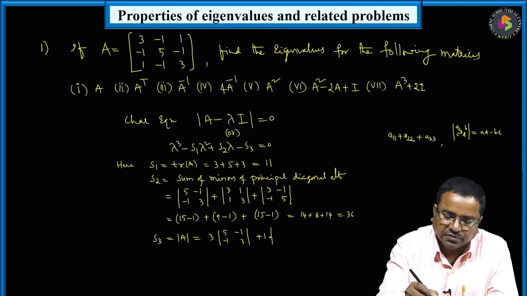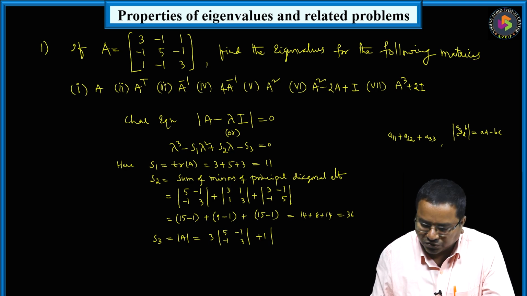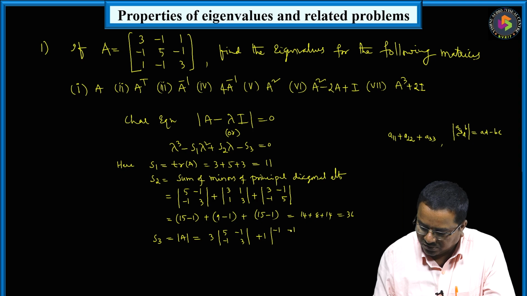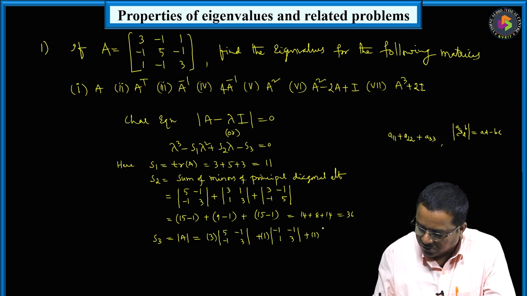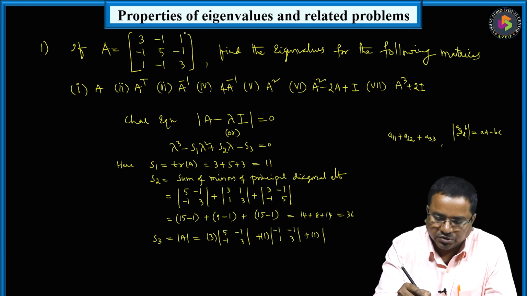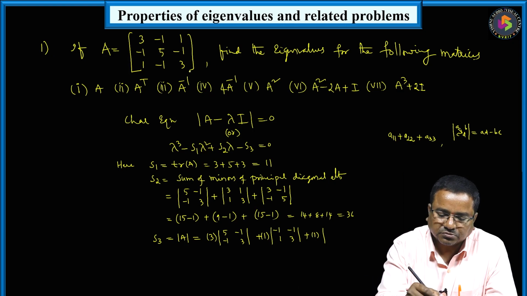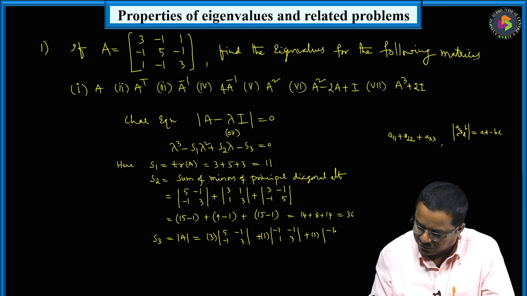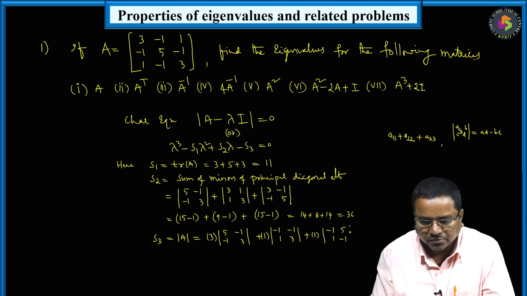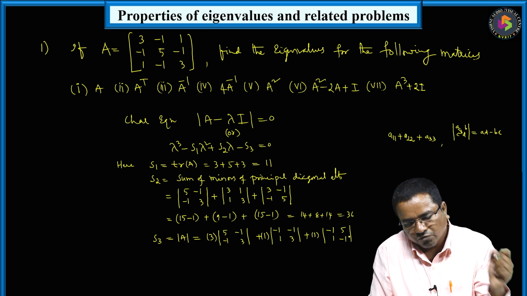Now deleting the second column and first row, this is minus 1, minus 1, 1, 3. Now this is plus 1. This element into the minor is obtained by deleting the third column and first row. This is minus 1, 5, 1 and minus 1, 5, 1, minus 1.